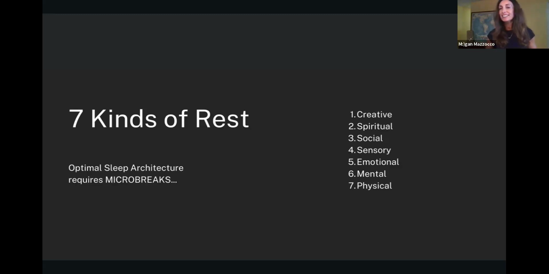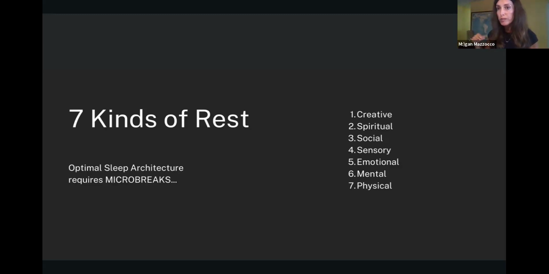So the 7 types are creative rest, spiritual rest, social rest, sensory rest, emotional rest, mental rest, and physical rest. We'll start with the more weird sounding ones, I guess. Creative rest is the time that you just doodle or play or look up at the clouds and make pictures in your mind, or even just create some kind of creative white space. Like maybe you're just throwing paint on a canvas, whatever it is that feels good.